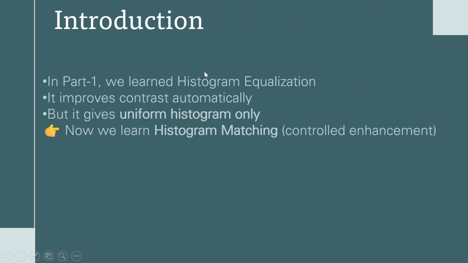So in the previous video, we discussed histogram equalization, which automatically improves the image contrast. However, it always produces a uniform histogram and we don't have control over the output. So in this video, we will learn histogram matching, which gives us a controlled enhancement.